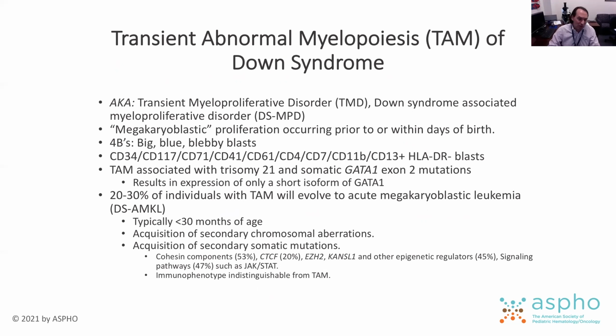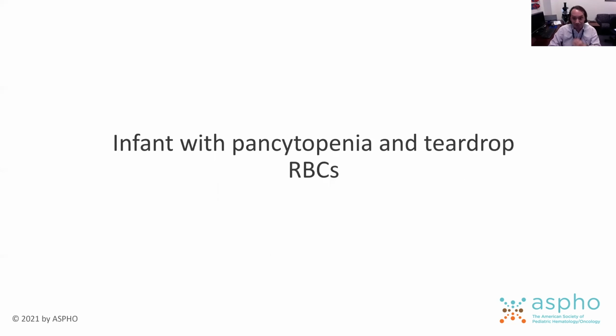expressed. About 20 to 30% of these individuals will go on to frank acute megakaryoblastic leukemia, which has the same immunophenotype. These patients are typically less than 30 months of age, but one often sees acquisition of secondary chromosomal abnormalities, as well as a variety of characteristic secondary somatic mutations, including cohesin components and epigenetic regulators. The phenotype is completely indistinguishable from the transient process.